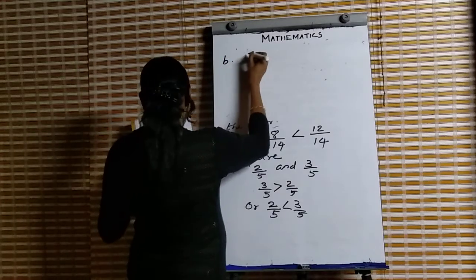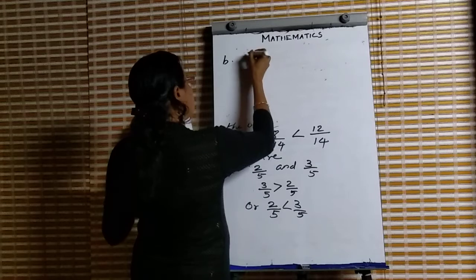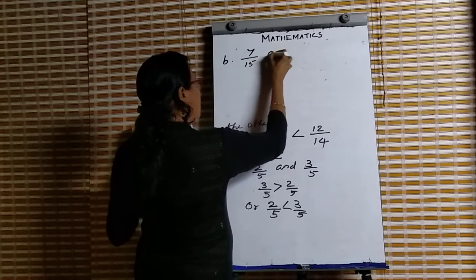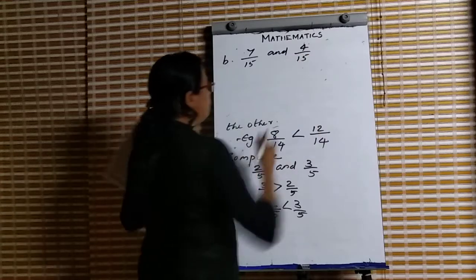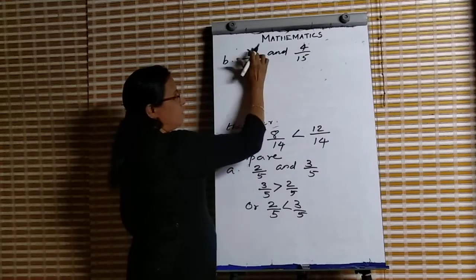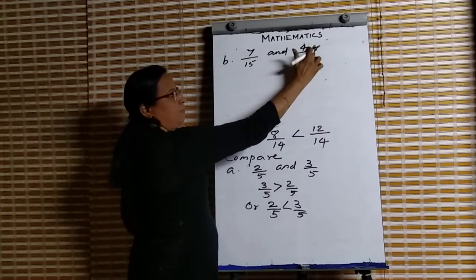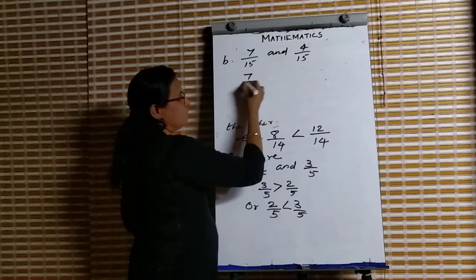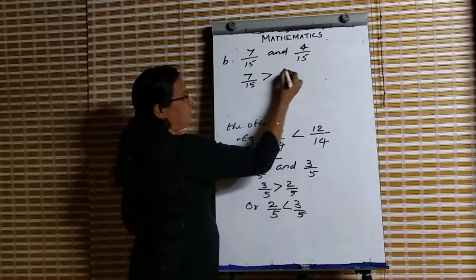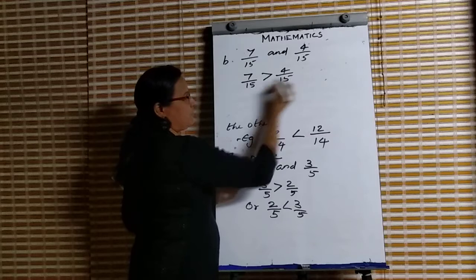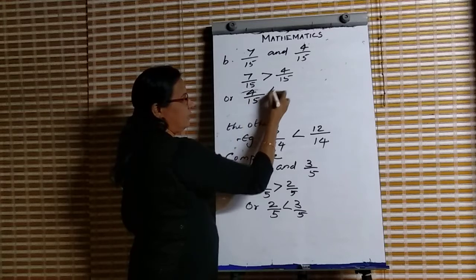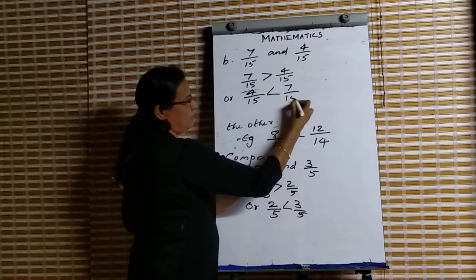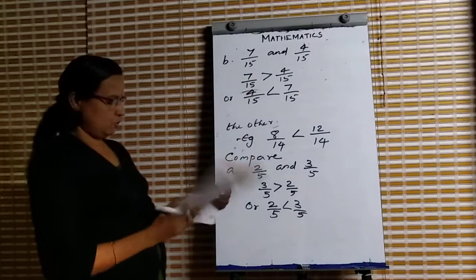Then question B, 7 by 15 and 4 by 15. Here these two are like fractions. Look at the numerator. 7, 4. 7 is greater. So 7 by 15 is greater than 4 by 15, or 4 by 15 is less than 7 by 15. Write in your notebook.